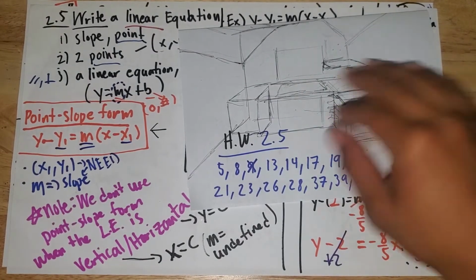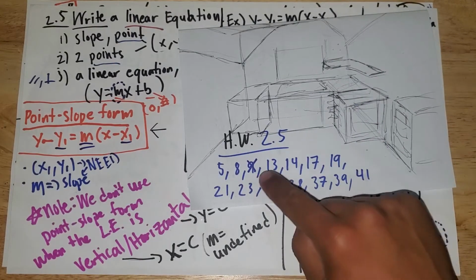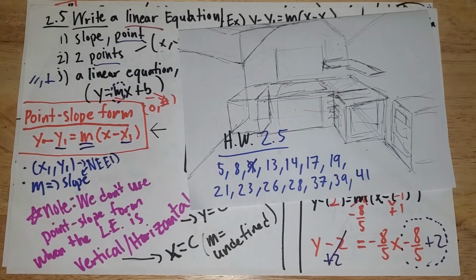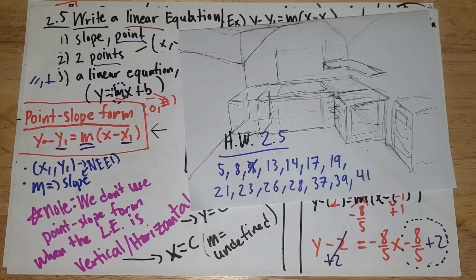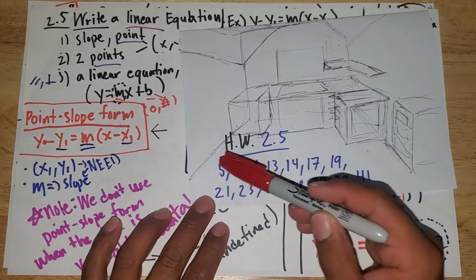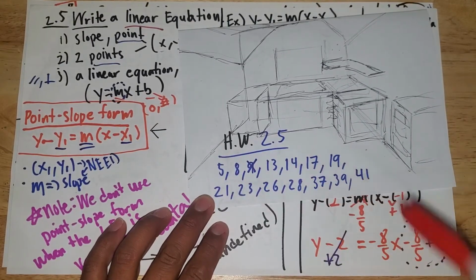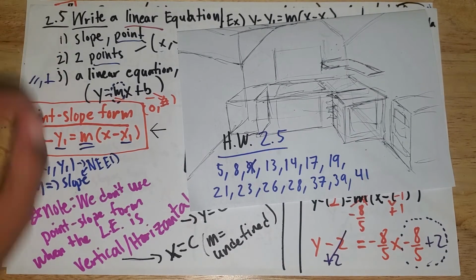So don't mind that picture in the drawing, but here's your homework. It's going to be 5, 8, 13, 14, 17, 19, 21, 23, 26, 28, 37, 39, 41. So I know it's a good amount of problems. That's 1, 2, 3, 4, 5, 6, 7, 8, 13. So it's not too bad, but it's literally one of each of these.